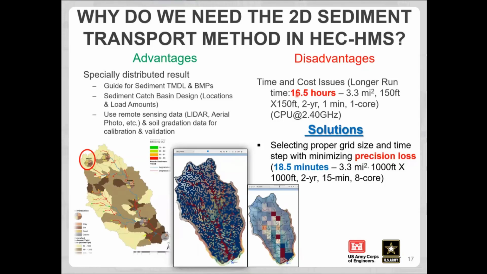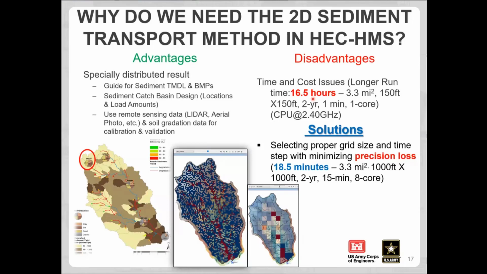For example, this case is with a small watershed, just 3.3 square miles, with 150 by 150 grid size, 2-year simulation, 1-minute time step, with one core option on my laptop CPU, speed 2.4 GHz. It took 16.5 hours just for one run. That's a huge run time. But we need to think about a solution. What is the solution for that?